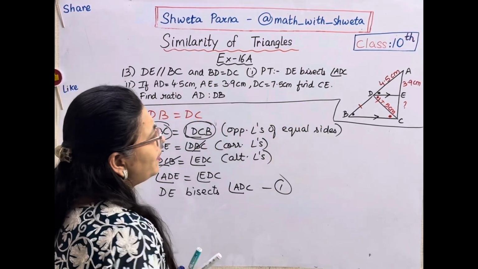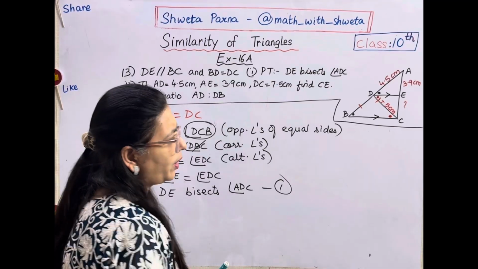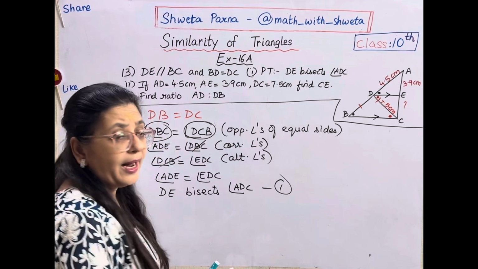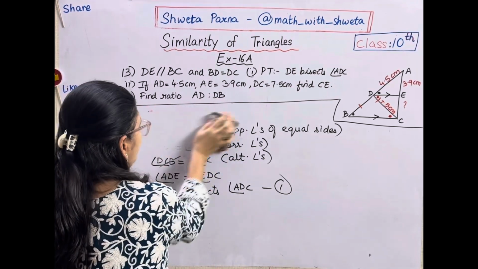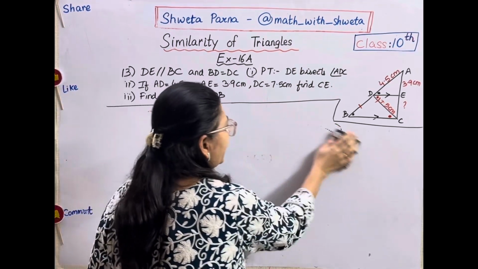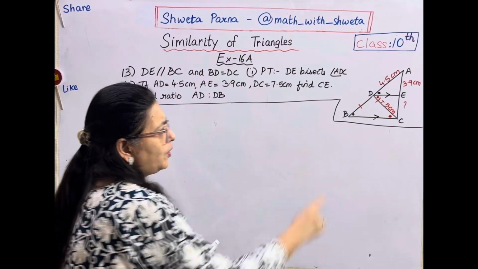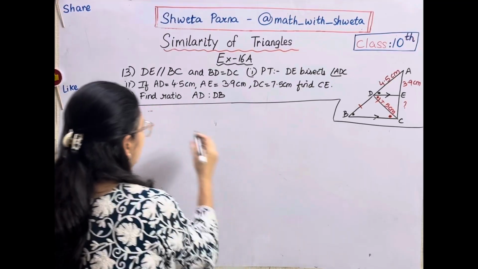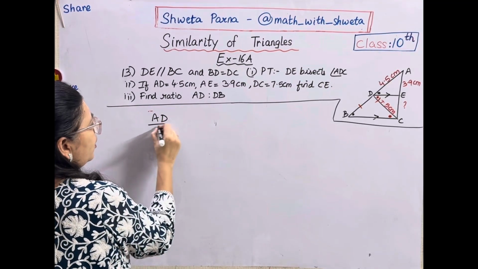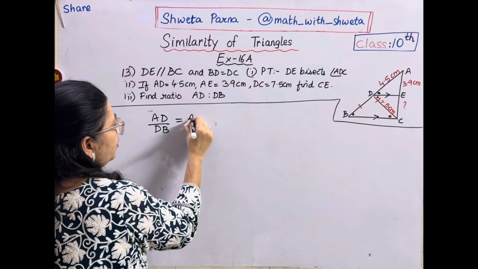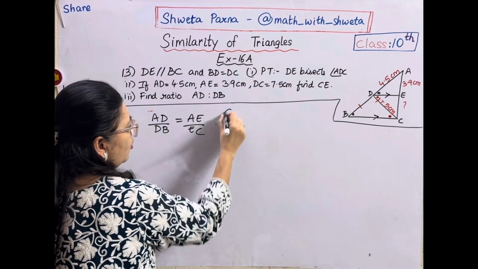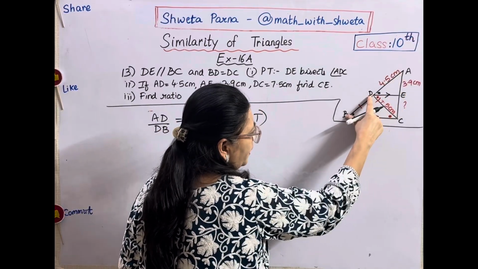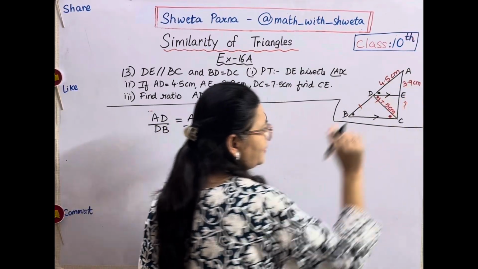AD, all the measurements I have given. Find CE. Okay. Now see, if the lines are parallel to each other, we can prove they are similar also, or we can do it directly. Now, if these two lines are parallel, we can use the basic proportionality theorem, which says that AD upon DB is equal to AE upon EC. What is the reason? Basic proportionality theorem.